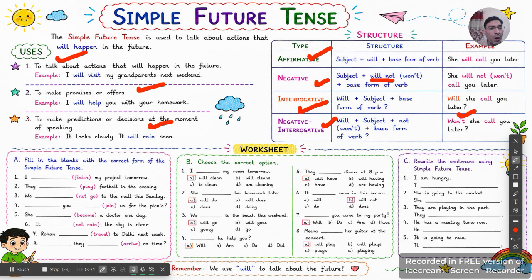It will not rain. The sky is clear. So it is certain that it will not rain because the sky is clear. The next is: Rohan will travel to Delhi next week. Eighth sentence: Dash they arrive on time. Will they arrive on time? So this is the simple future tense.